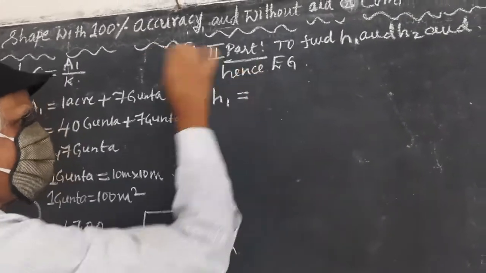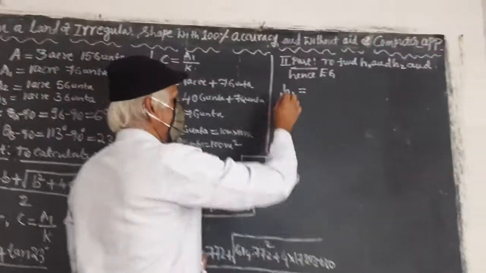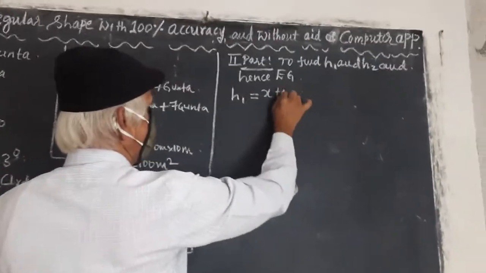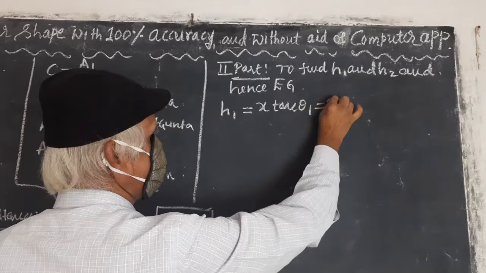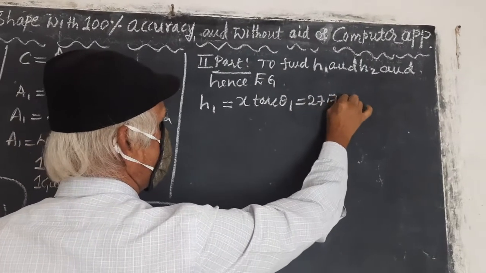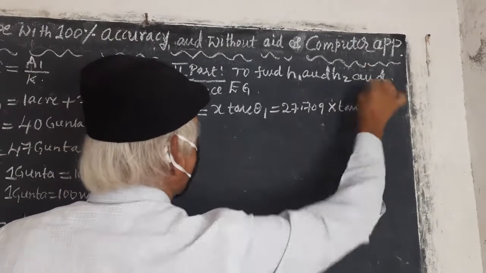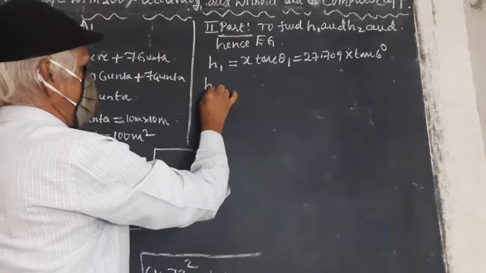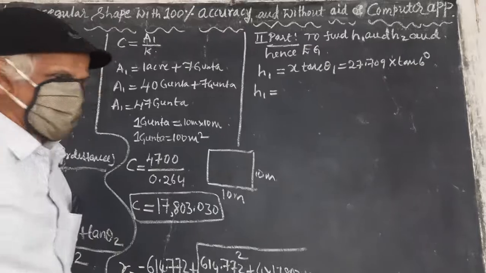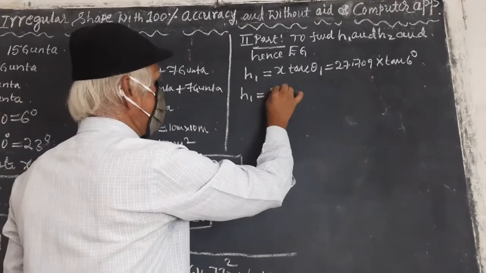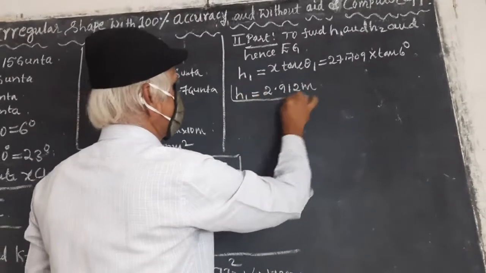So what is the formula for H1 then? Again from our previous video, we can write H1 as X tan theta 1. Of course, X is 27.709 into tan 60 degree. Theta 1 is 60 degree. So on simplification, up to the third decimal place, one gets H1 to be 2.912 meters.